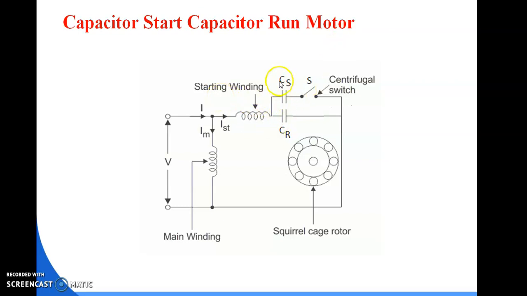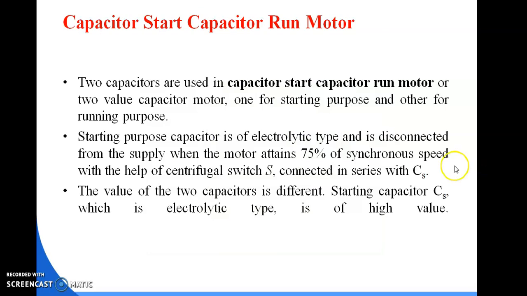Here you can see two capacitors are used, CS and CR. Capacitor at starting, capacitor at running, and here is a centrifugal switch. This is the squirrel cage rotor. Here is the starting winding. Here is the main winding. This is the supply voltage. This is the main winding current. This is the starting winding current, and I is the total armature current, or the total current in the circuit.